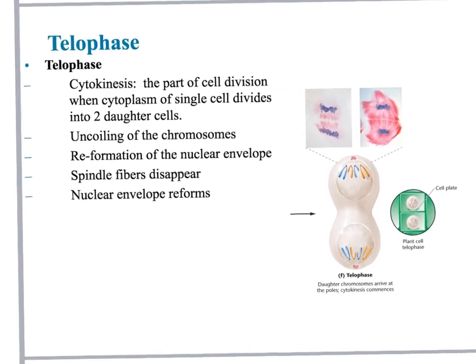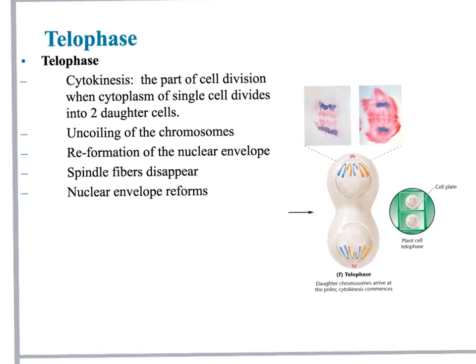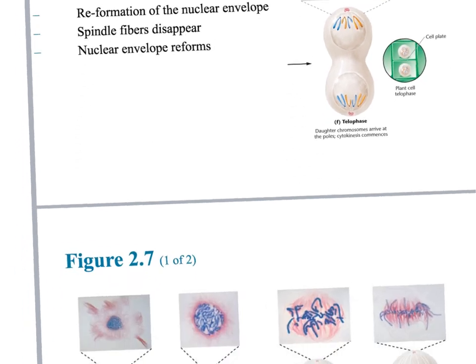And then in telophase, cytokinesis is a part of that. It's the part of cell division when the cytoplasm of a single cell divides into two daughter cells. Then the uncoiling of the chromosomes happens, so they get loose again like they were in the very beginning, and the nuclear envelope reforms around them. Spindle fibers disappear, since they're not needed anymore, and you wind up with two separate daughter cells.